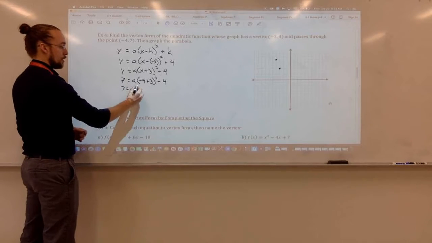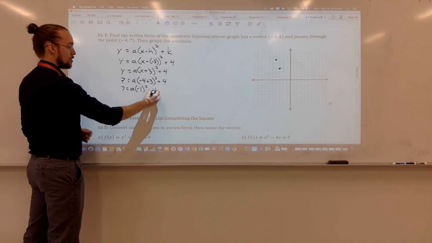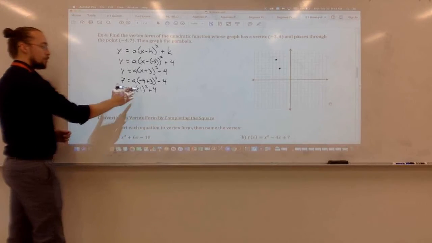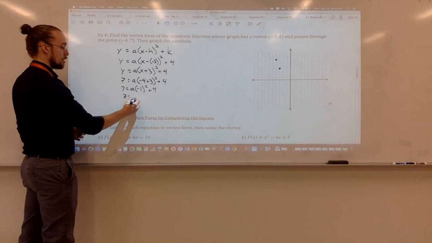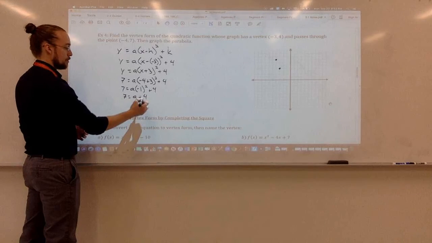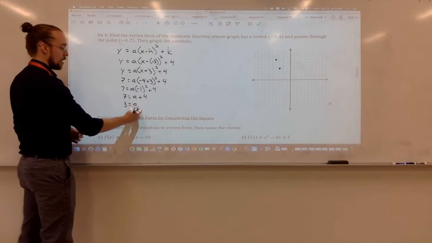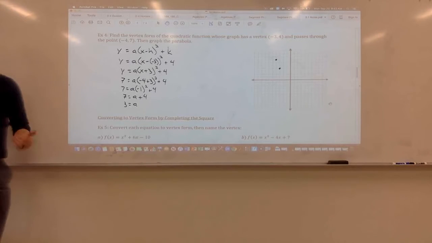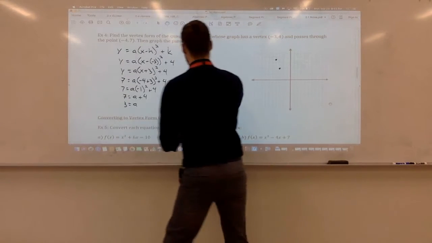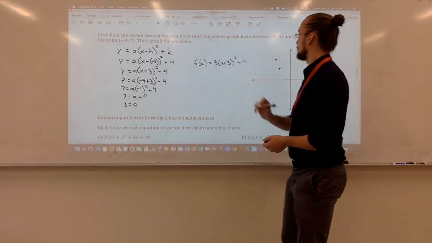Now I can just solve for a. So 7 equals a times (-1) squared plus 4. (-1) squared is just 1, so this just becomes 1 times a. So 7 equals a plus 4, subtract the 4 over, and we get that a is equal to 3. So my final equation is y equals 3 times (x plus 3) squared plus 4.